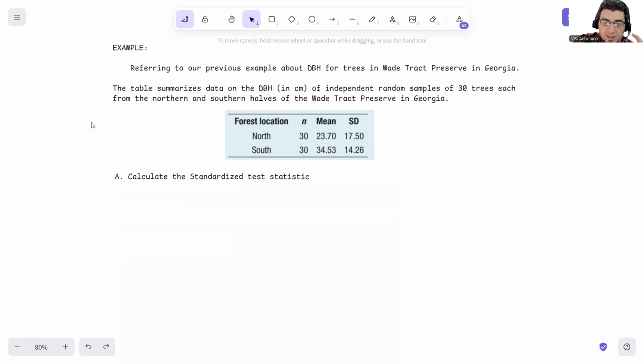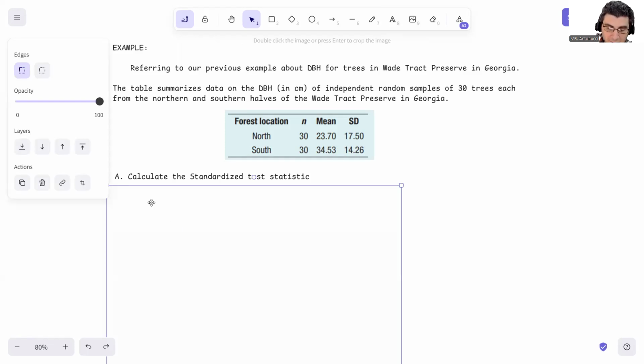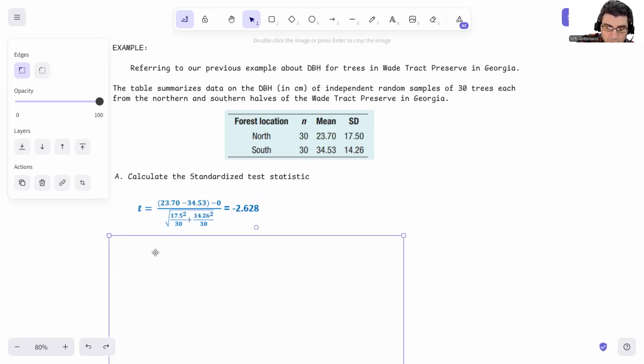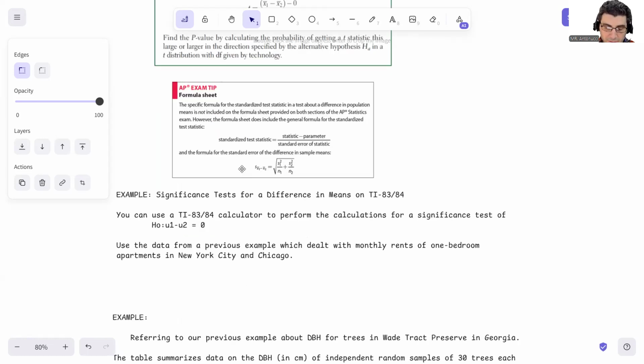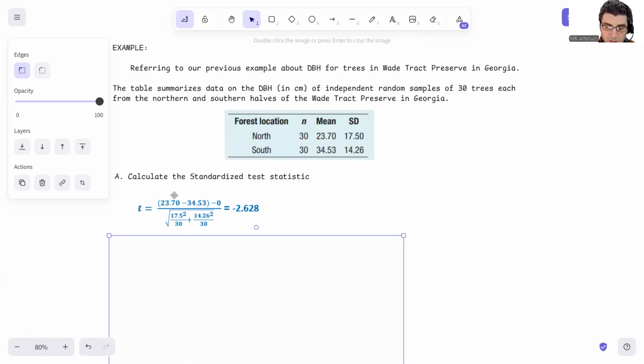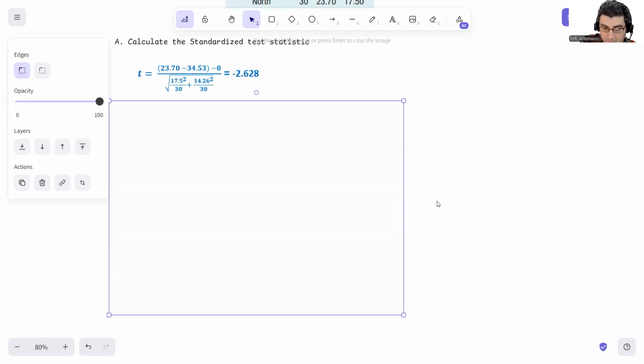If we think back to that tree example that we did in the previous video, this table has the summary data, and we want to calculate the standardized test statistic here. So here's how we do it. We use this formula. Remember, we had this formula right here: the difference in sample means minus the hypothesized difference, which is zero, divided by the standard error. Okay, so you could just plug this information into the calculator and get it to produce the t-value, or you can do it by hand like this. And with that, our test statistic is going to be negative 2.628.